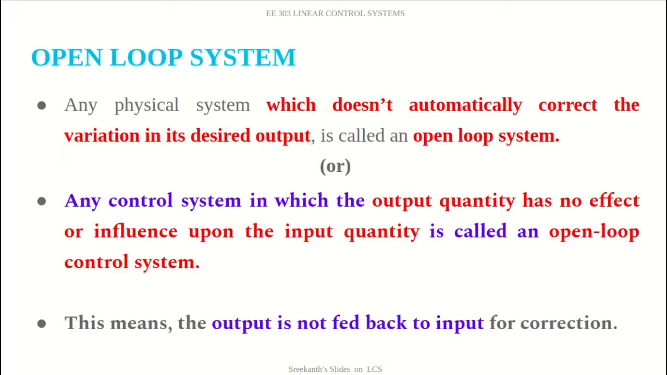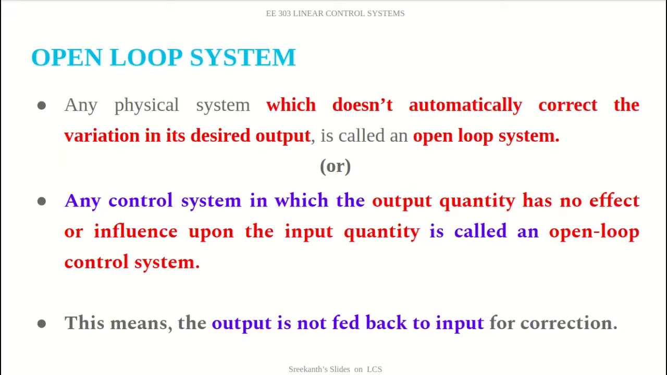Now if any control system doesn't do that, that is, the output value has no effect or influence over the input quantity, then such a system is known as an open loop control system. This means that the output is not fed back to the input for corrections.